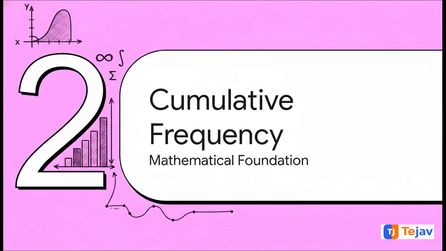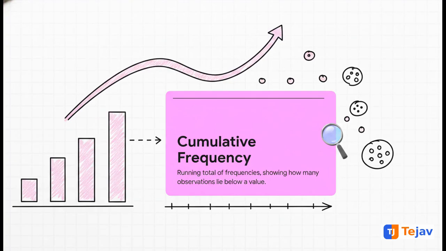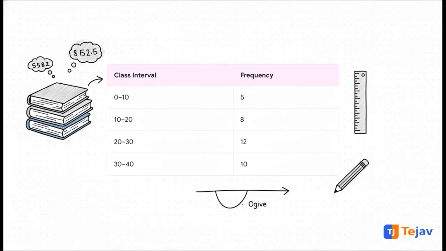Moving right along to Section 2, Understanding Cumulative Frequency. This is our mathematical foundation. Before you even think about putting a pencil to graph paper, you have to understand cumulative frequency. It's the absolute prerequisite for plotting any ogive. Essentially, we're just keeping a running total of our data to see exactly how many observations lie below a specific value.